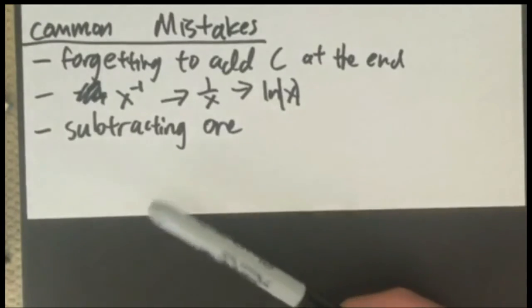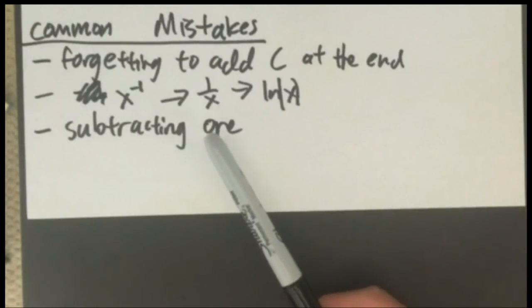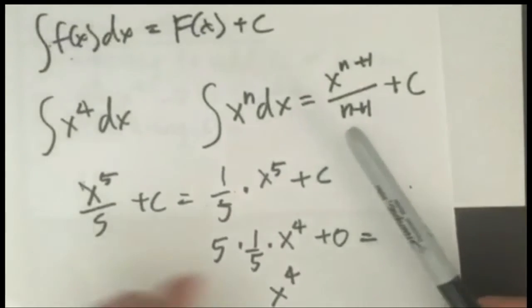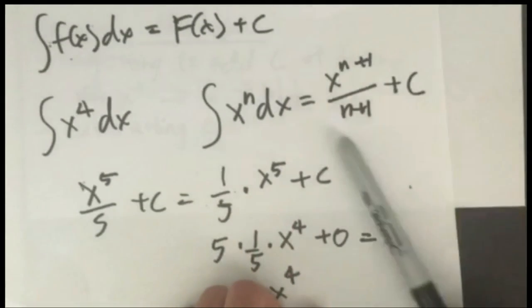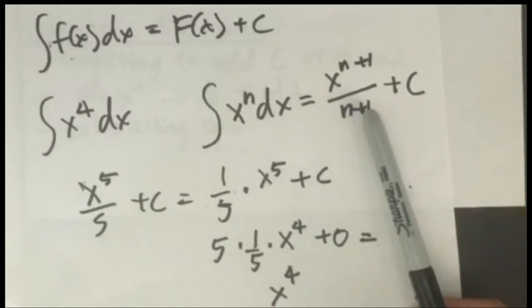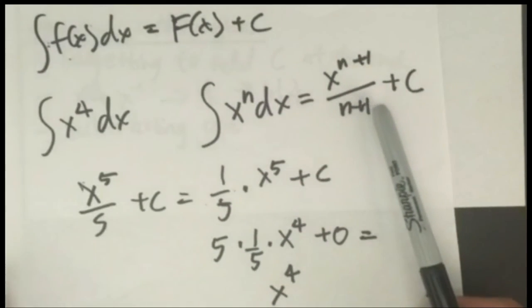In the end, subtracting 1 is also a big issue. Just like in this power rule, instead of adding 1, many students tend to subtract 1, being used to solving derivatives. But remember, you always add 1 when doing the antiderivative.